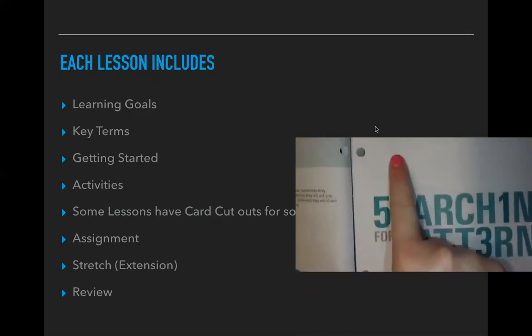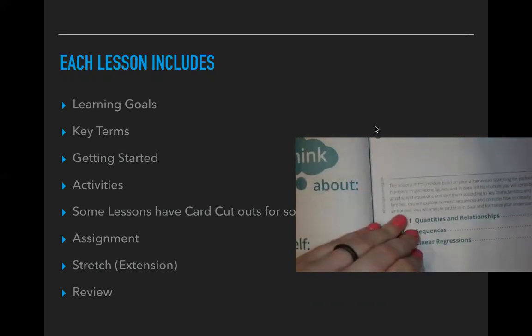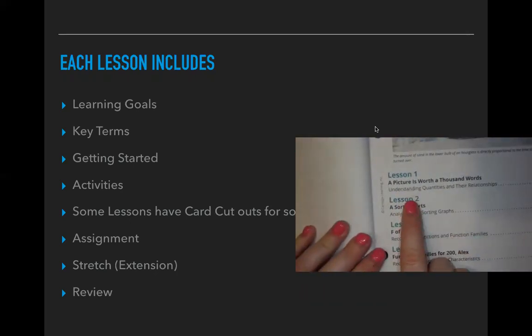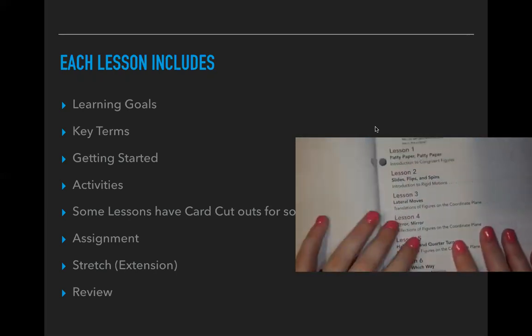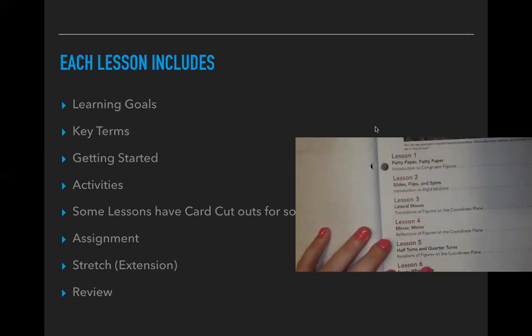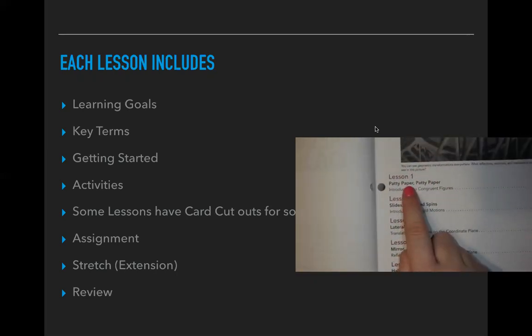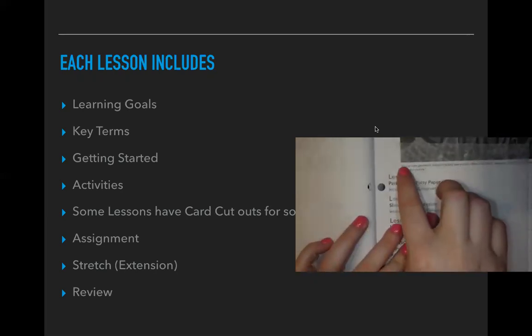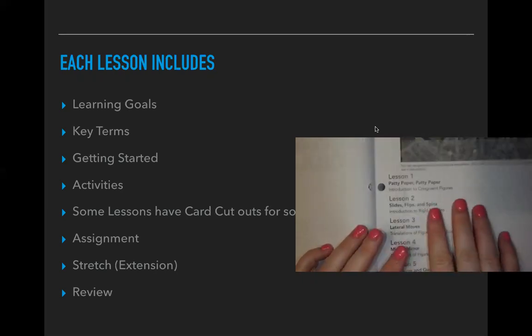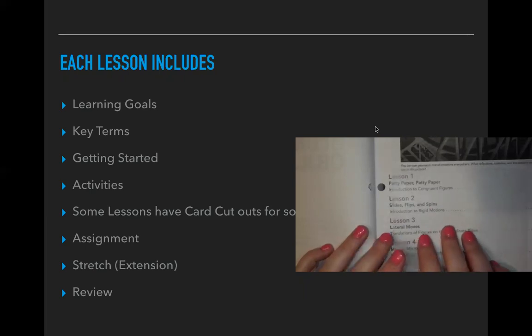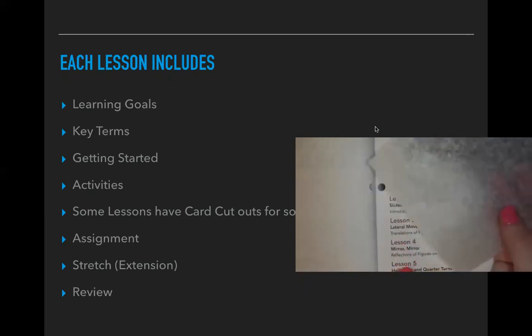So we have modules, topics, and then in each topic, you will have lessons. And that is the same for Math 8. So you'll have module, topic, then lessons. Lesson 1 for Math 8 is patty paper. If you noticed in the front of your Math 8 book, you had a Ziploc, or you should have had a Ziploc with this really thin paper. Hopefully you kept those in there. You could have looked at them, but hopefully you found or had patty paper.